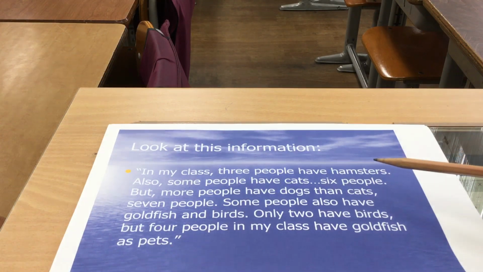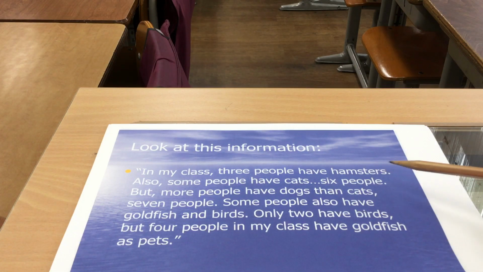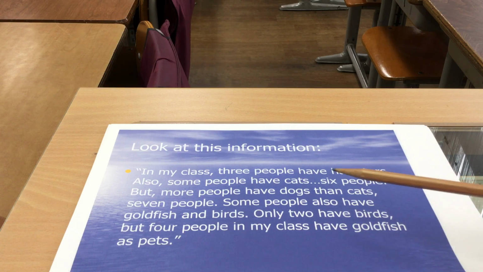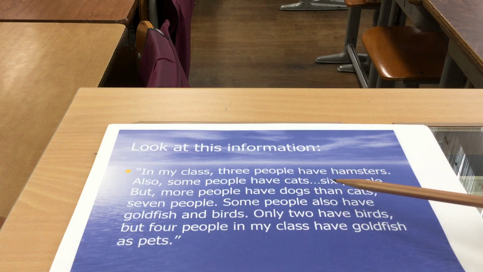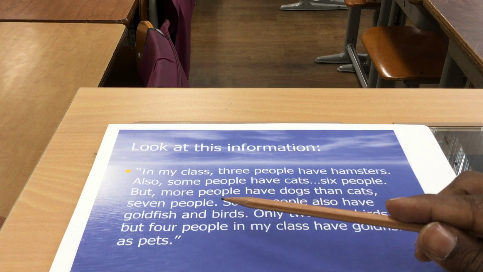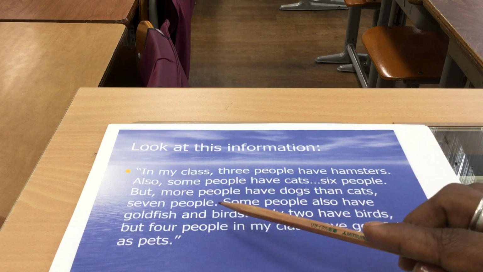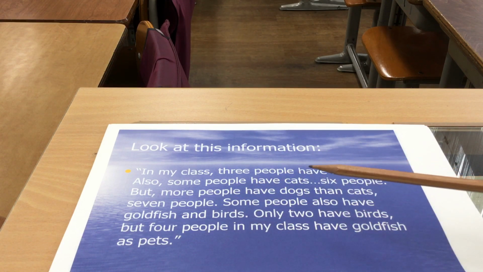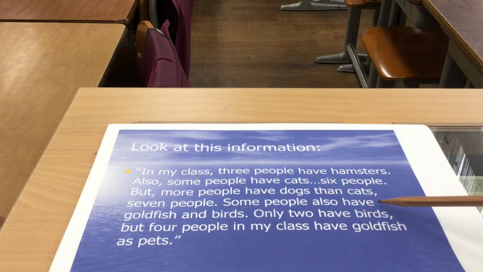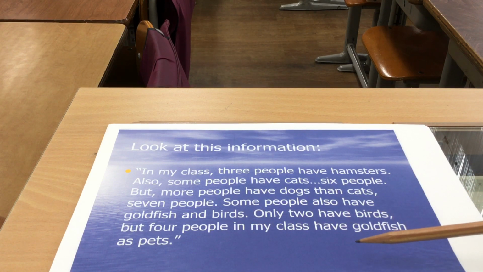Look at this information. In my class, 3 people have hamsters. Also, some people have cats. 6 people. But more people have dogs than cats. 7 people. Some people also have goldfish and birds. Only 2 have birds, but 4 people in my class have goldfish as pets.